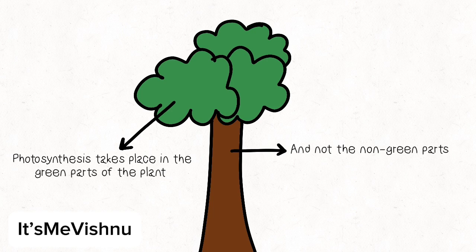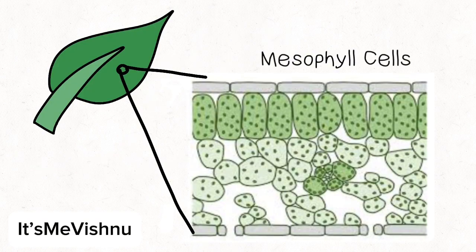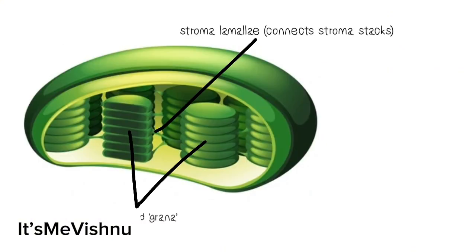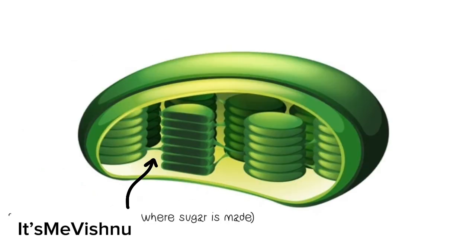Most of the action takes place in the green parts of the plant. Inside each leaf there are mesophyll cells. Inside these cells are thousands of tiny green factories called chloroplasts. Each chloroplast has two main working zones. The membrane system, that is stacks called grana, connected by stroma lamellae. And the stroma, which is a fluid-filled space where sugar is made.